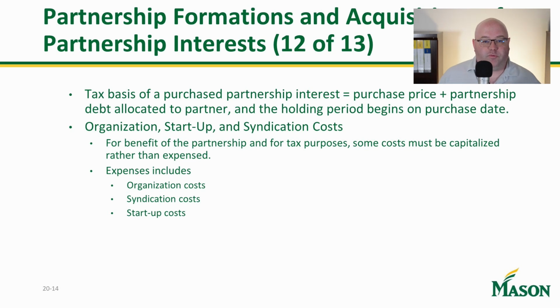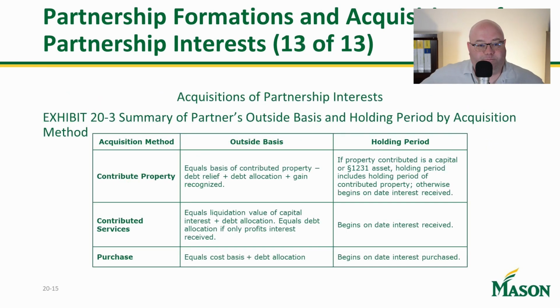The tax basis of a purchased partnership interest is the purchase price plus debt allocated to the partner, and the holding period begins on the date purchased. Next, organization, startup, and syndication costs for the benefit of the partnership. From the code, some costs must be capitalized. We've talked about this in previous chapters, and you have organization costs, syndication costs, and startup costs. I'm not going to go much into them, but if you have any questions about these, put them in the comment box below and I'll be able to help you out.